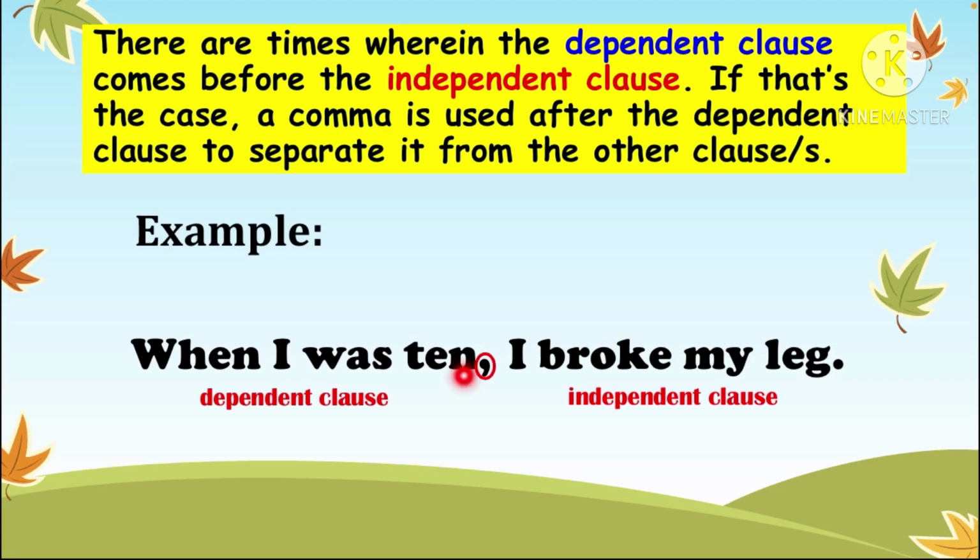Observe that there is a comma that separates the dependent clause from the independent clause. Again, if the dependent clause comes first, there will be a subordinating conjunction at the beginning, and a comma is used to separate the dependent clause from the independent clause. And then at the last part is a period.